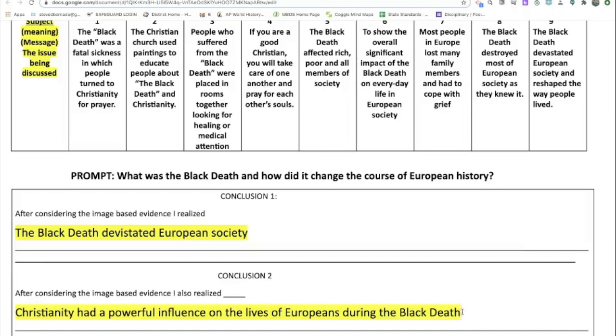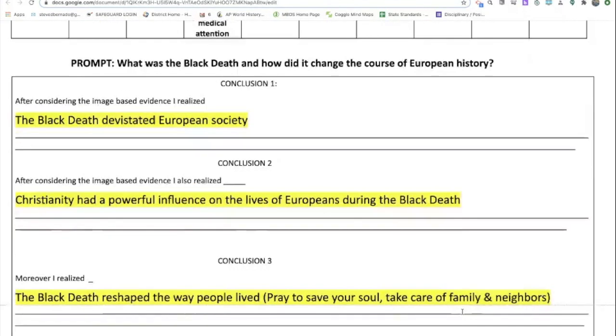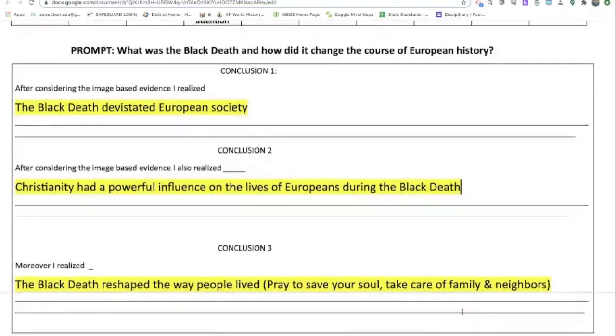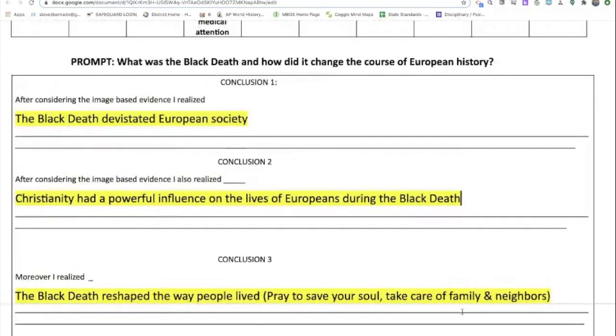What could we write for conclusion three? I would go a little bit more into detail. How did Christianity have a powerful influence? How did people's lives change? What did they do differently? And conclusion three, I would say the Black Death reshaped the way people lived by praying to save their souls and taking care of family and neighbors.